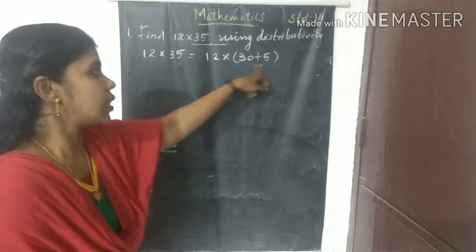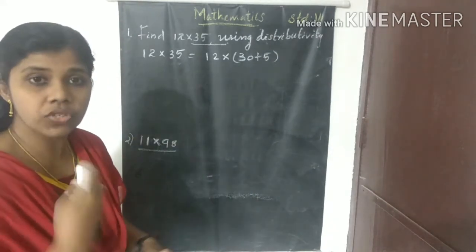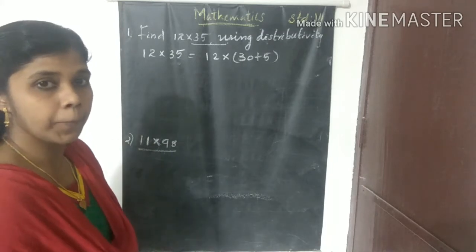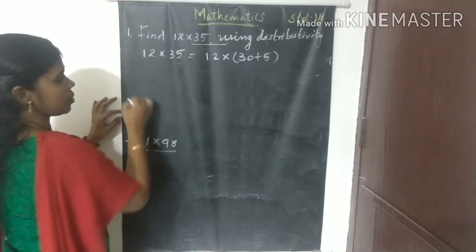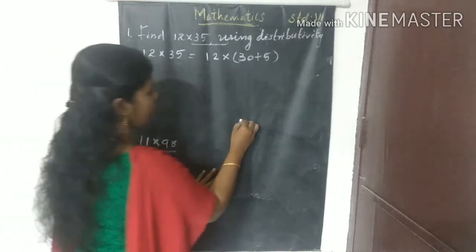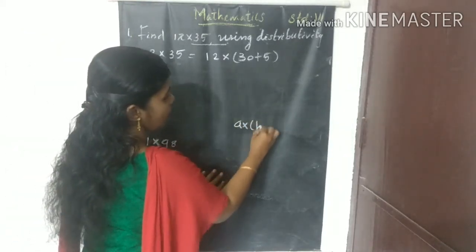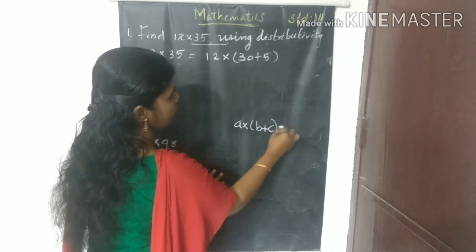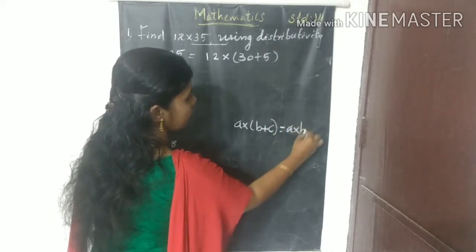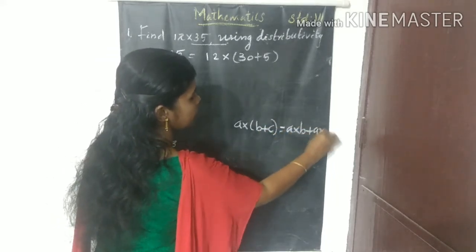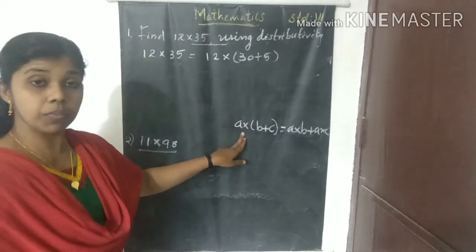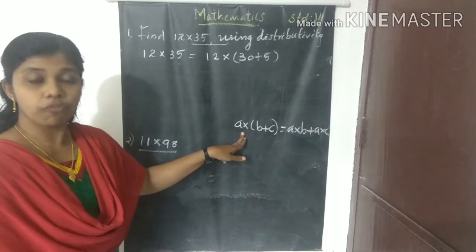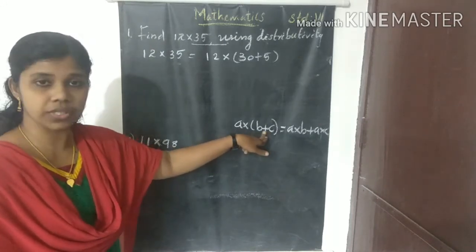Now it is written in which formula? Yes, our distributive property form. What is the distributive property? A into (B plus C) is equal to A into B plus A into C. Here addition is coming, so I write distributive property of multiplication over addition.